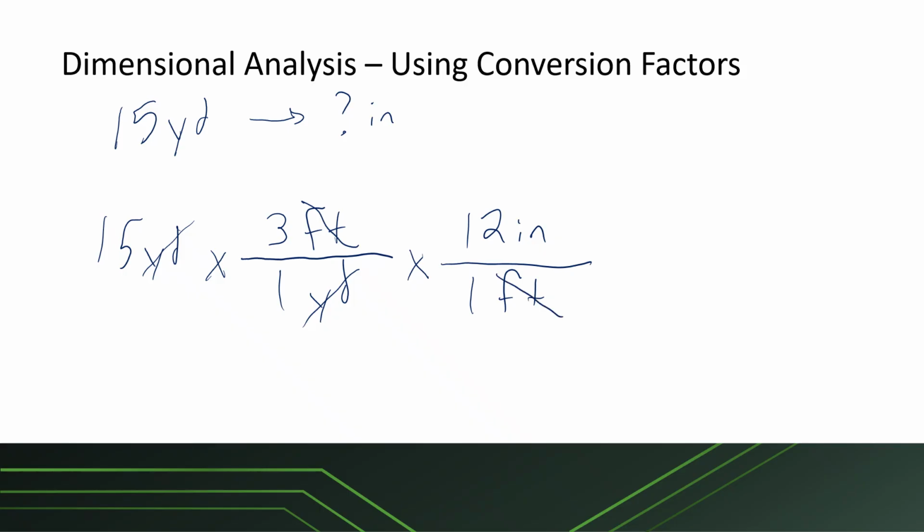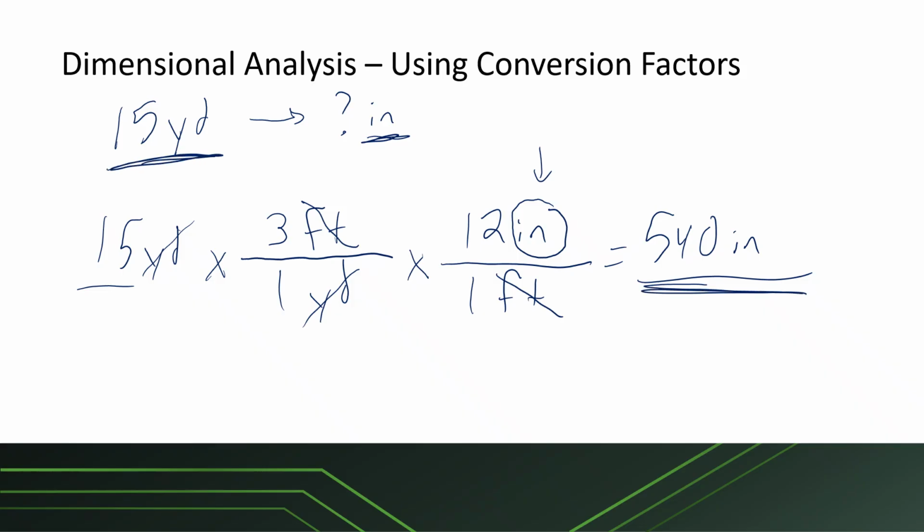And whichever unit you're looking for in your question should not be canceled out, and it should be on the top at the end of your problem. And then you're just going to go ahead and multiply across. 15 times 3 over 1, or just times 3, times 12 over 1, or just 12. And you get 540 inches as your final answer. And so these two distances are the same, just measured in different units.